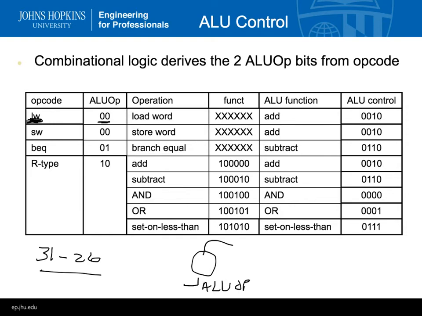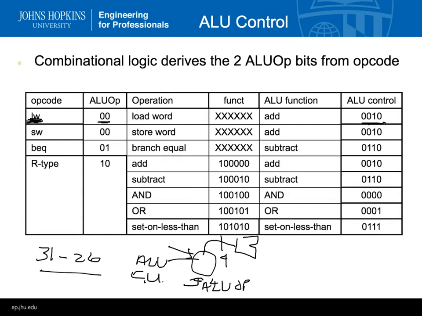And then what's going to come out and go to the ALU is 4 bits. So if it's load word, 0, 0 gets sent into this ALU control unit, and 0, 0, 1, 0 gets sent out. So this is the ALU control unit. Two bits in and the function code, and 4 bits out. So function code and this ALU op comes in, 4 bits go out.